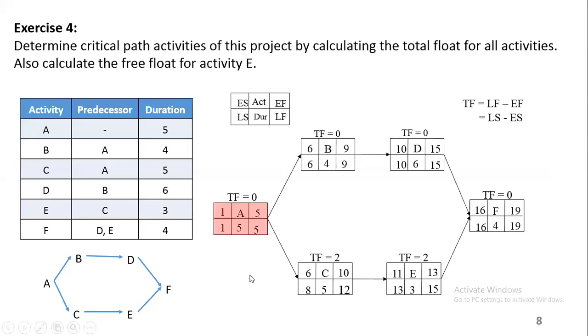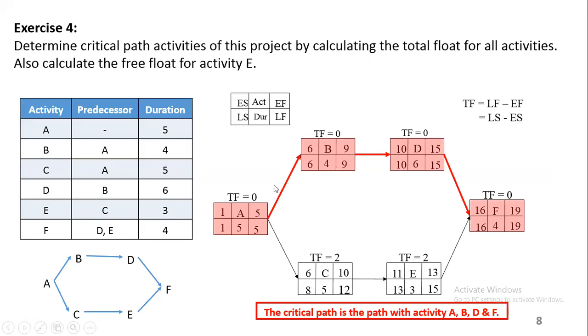A, B, D, F. Okay. Why are these activities on the critical path? How did you conclude that? Because total float is 0.